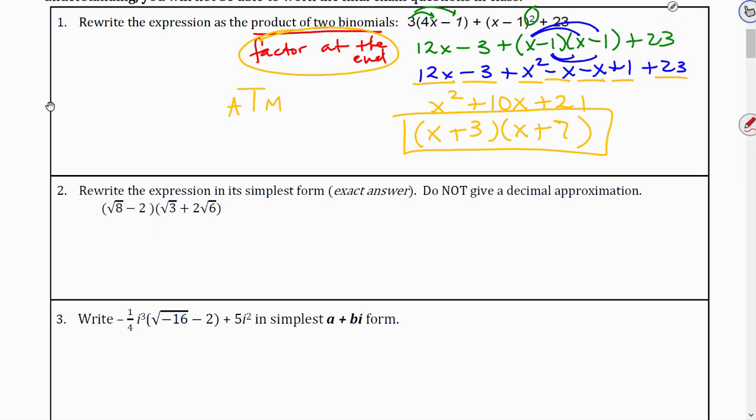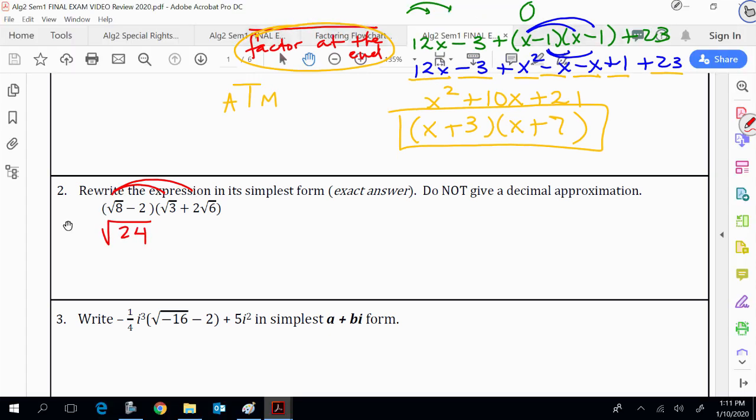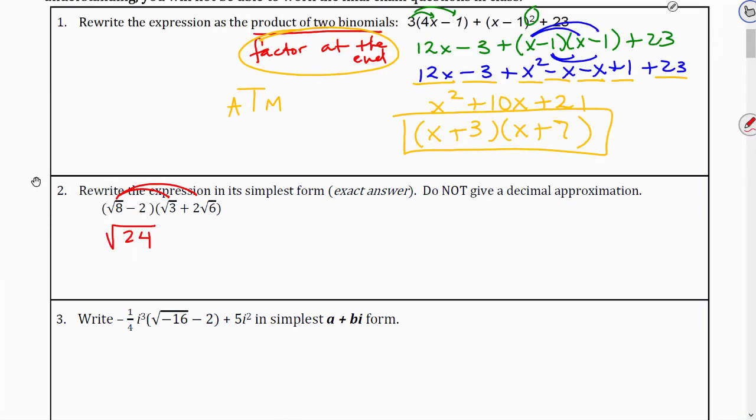Number 2, rewrite the expression in its simplest form. Exact answers. Do not give a decimal approximation. So the first thing I'll do is I will multiply or distribute each of these. Root 8 times root 3 is the square root of 24. And the square root of 8 times 2 root 6, I will multiply the square roots together, but I will not multiply it by the whole number. I get 2 root 8 times 6 is 48.